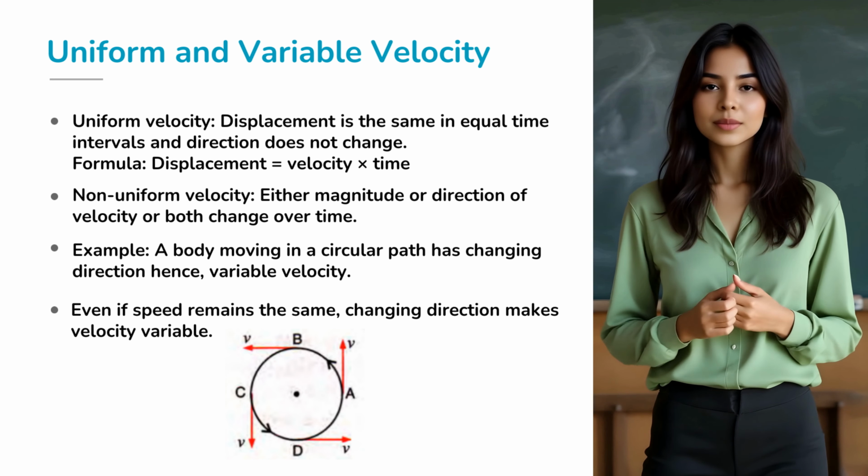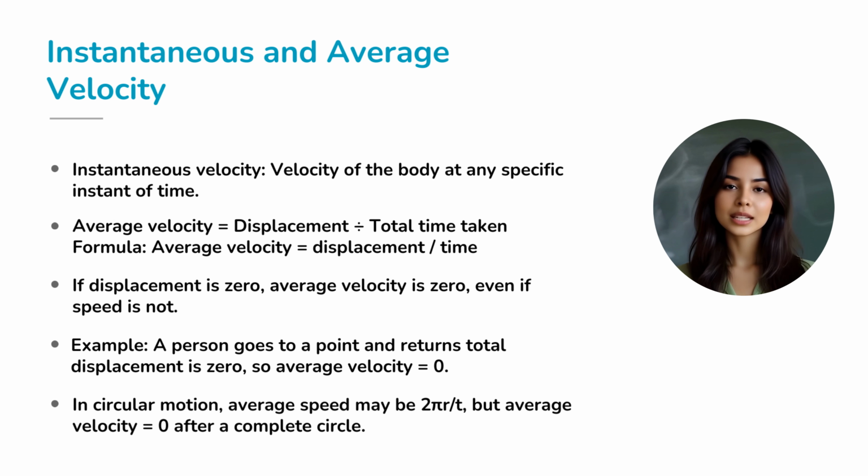Now let's understand instantaneous velocity and average velocity. Instantaneous velocity is the velocity of the object at a specific moment. It's like looking at your GPS showing you're moving 40 kilometers per hour west right now. Average velocity, on the other hand, is displacement divided by total time taken. Even if you take a curved path, average velocity only cares about where you started and where you ended up.